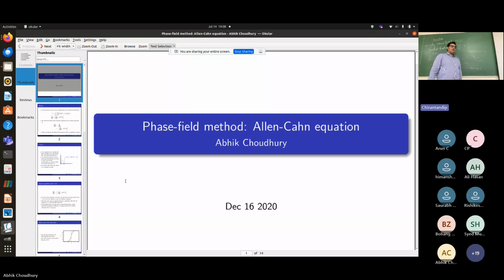Between 0 and 0.5, what is the sign of the evolution? Negative, because this is positive, so the total thing is negative. So eventually what will happen to this? If I start with a diffuse profile, it will go towards this. Okay? Will any evolution happen after this? No, because everything is 0.